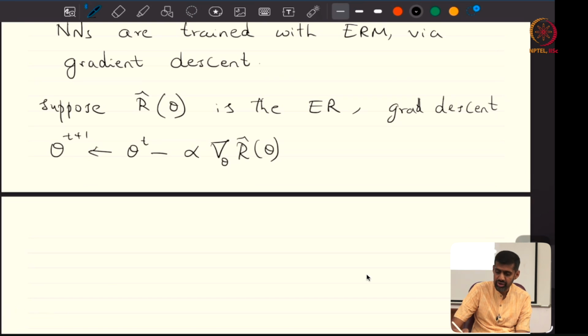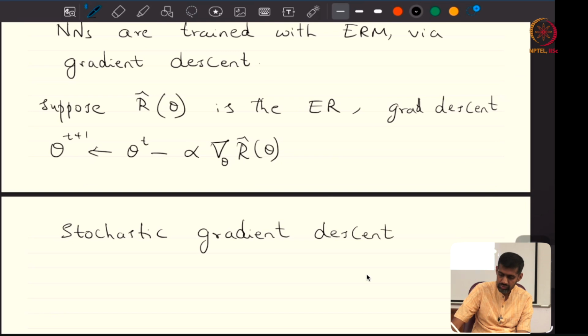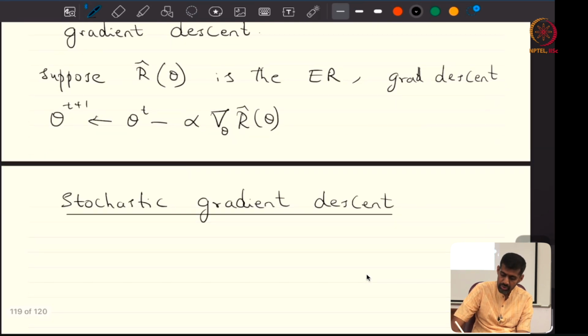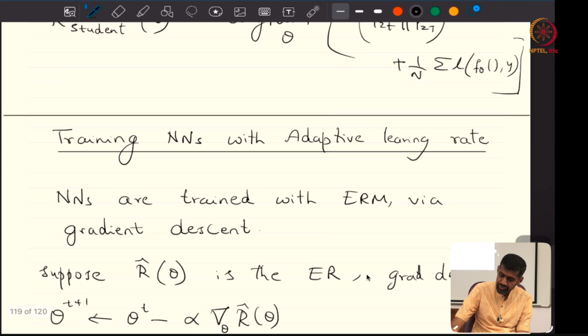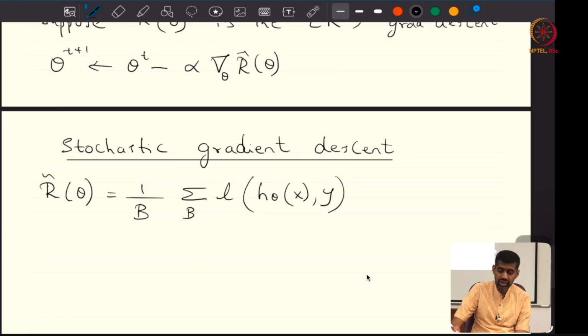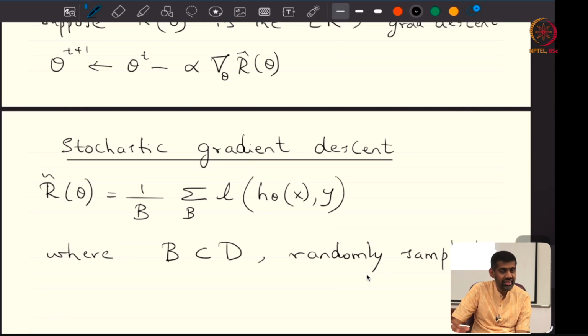There are versions to it, right? One version is what is called the stochastic gradient descent, where you compute R tilde of theta, estimating the loss on a set of samples B, which is a subset of the data set D randomly sampled. We already saw that, right? This has a regularization effect, as I told you.